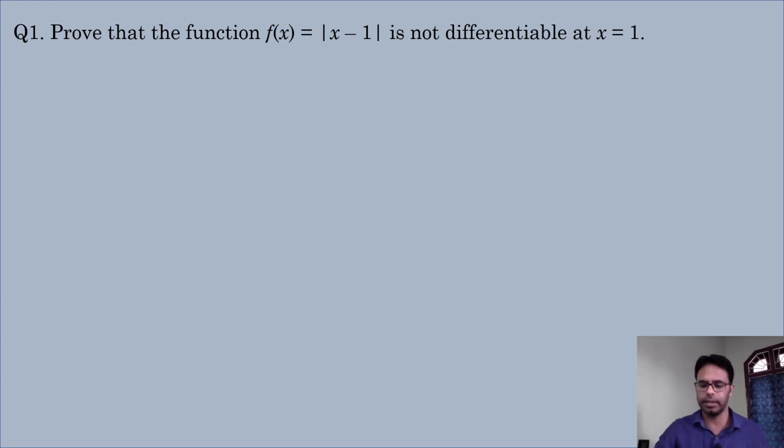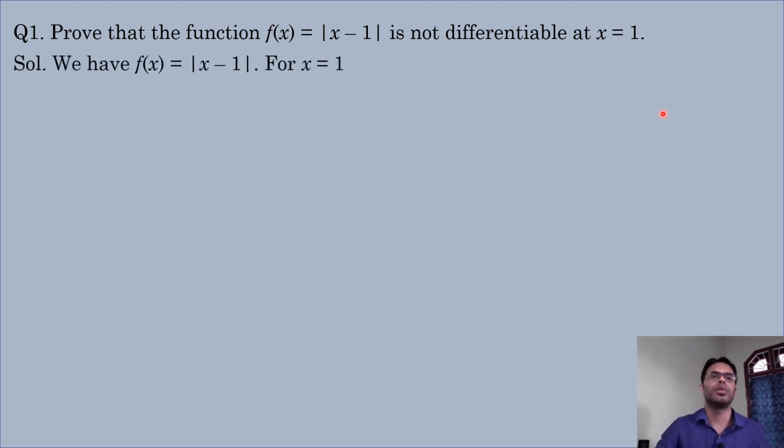It is continuous at x is equal to 1 but not differentiable. You may prove that part also. So now we prove the differentiability part here. We have the function f(x) is equal to mod of x minus 1 and the point is x is equal to 1. So just find L(f)(1) and R(f)(1).